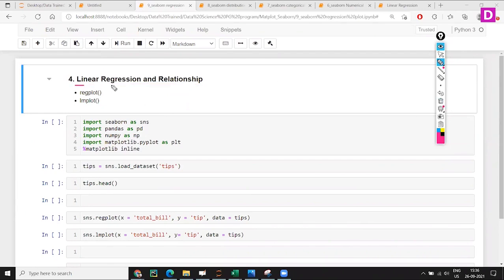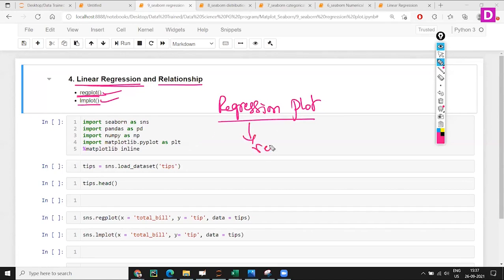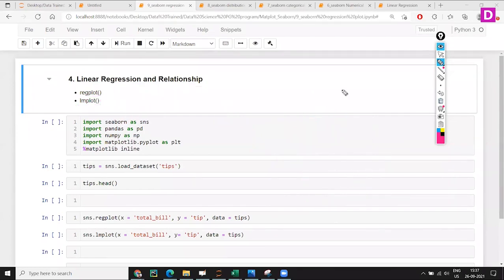So we are going to discuss linear regression and relationship. In this, how we can make use of these plotting techniques, that is reg plot and LM plot. Reg plot is basically a regression plot, that is reg plot. And LM plot, linear model plot. Both are the same, almost the same, right? So they fall under this category, that's all. So let's look into that.